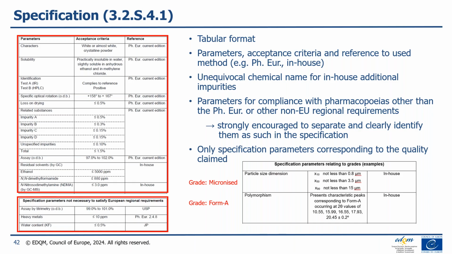And as mentioned before, the dossier should be coherent. Only if you are claiming a grade, you should include the relevant corresponding specification. So if you are asking for a micronized grade, let's imagine you're doing a particle size test, you should include such a specification, otherwise not. If you're asking for a specific polymorphism, Form A, for instance, again, you should provide this specification, otherwise not.